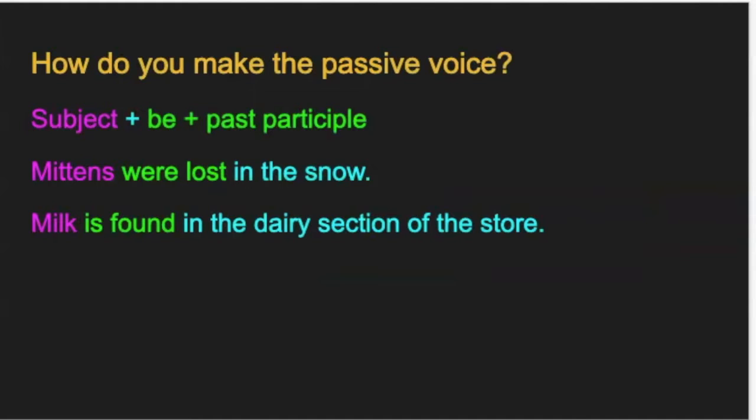Again, how do you make the passive voice? It's the subject plus the verb to be plus the past participle. So, mittens were lost in the snow. Mittens is the subject, the verb to be is were, and the past participle is lost. Milk is found in the dairy section of the store. The subject is milk, the verb to be is is, and the past participle is found.